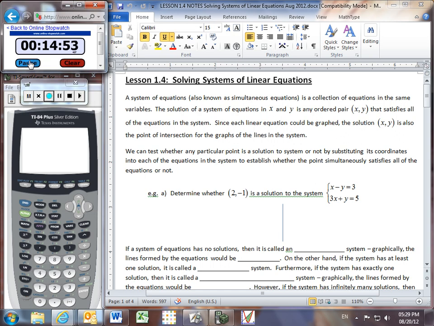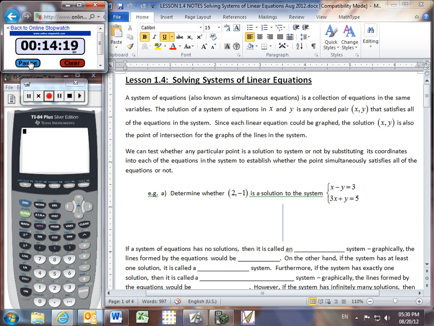Alright, let's have a look at solving systems of linear equations, and this is probably all going to be review for you. A system of equations can also be called simultaneous equations, is a group or collection of equations in the same variables, meaning that all of the equations would have possibly an x and a y, or maybe all of the equations would have an a, b, and a c. You might have zero of one of those variables, so it doesn't appear in a variable, but we are dealing with the same variables in that collection of equations.